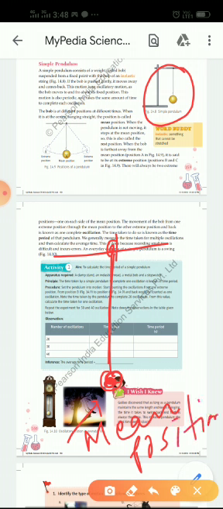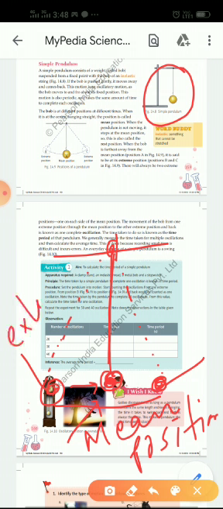Okay, if the bob is pushed gently, you're going to push it, what will happen? It is going to start swinging. Okay, so it will move to this side, and again it will return back and move to this side. So these positions are called extreme positions, on both sides.